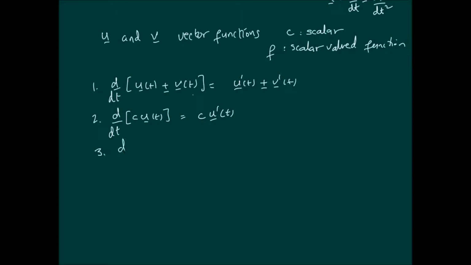The third property is if we look at it in terms of products, what other types of products we have. We would be looking at f(t) multiplied by u(t). In this case, the product rule applies as normal, and we end up with f'(t) u(t) plus f(t) u'(t). So a simple, straightforward product rule applies.